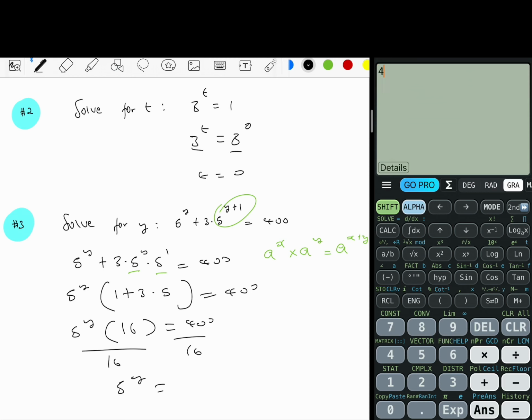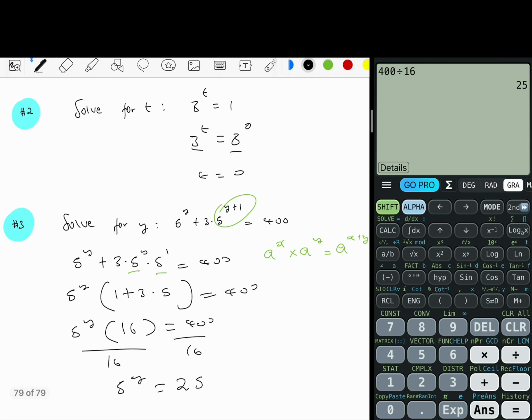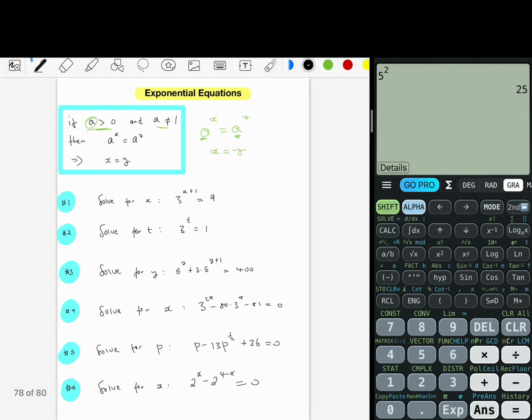So if 5 power y is equal to 400 divided by 16, that is 25. And now we can apply the rule: base is the same, equate the exponent. So how do we do that? We know 25 can be written as 5 squared. So 5 power y equals 5 squared, because 25 can be written as 5 squared. And then the base is the same, therefore you can equate the exponent, and y is equal to 2. Easy, easy, easy, right? Let me know if you have a question.